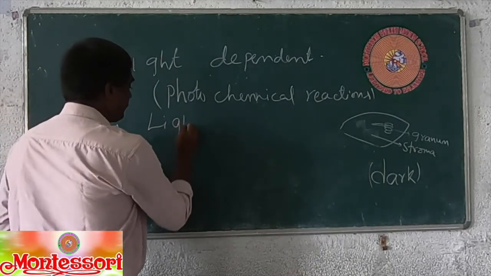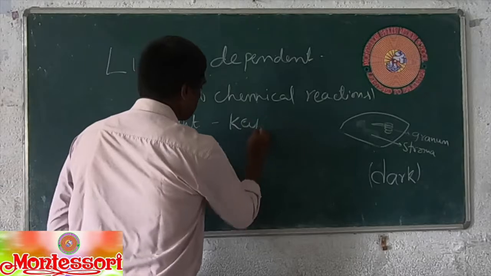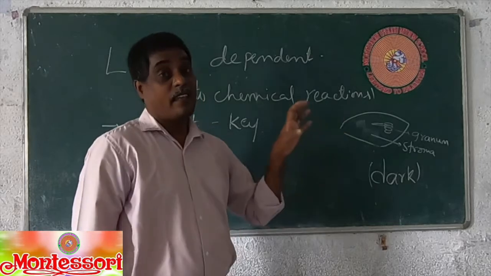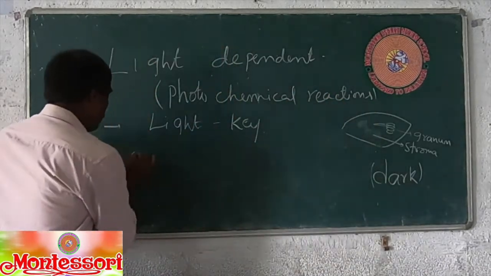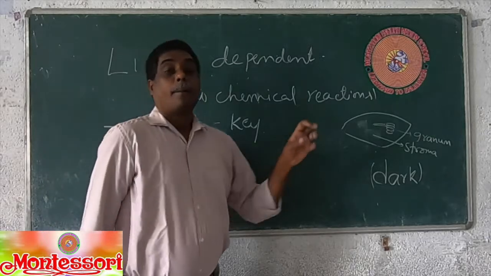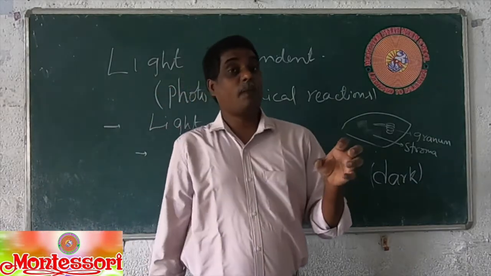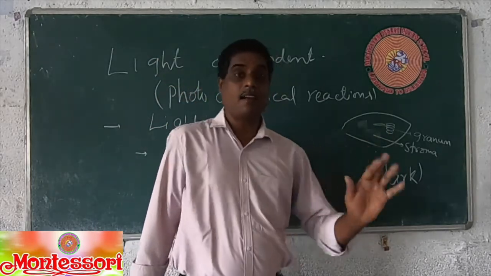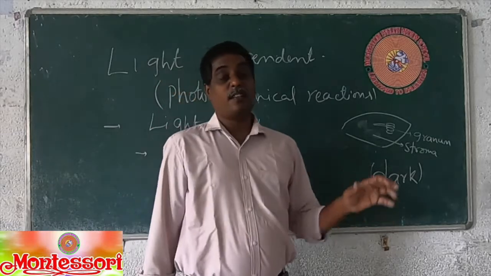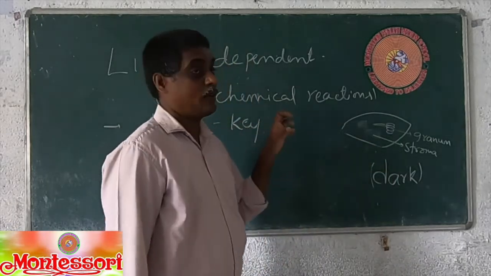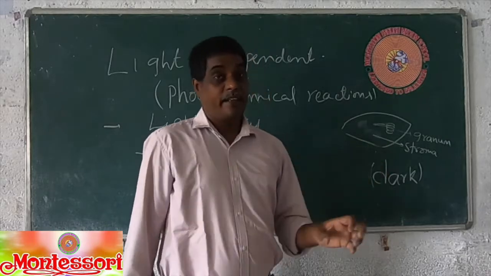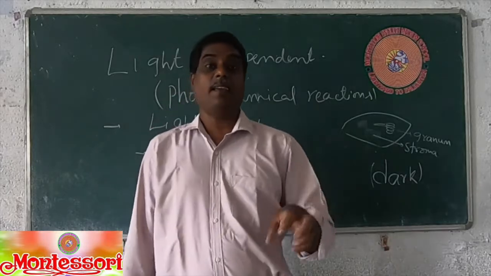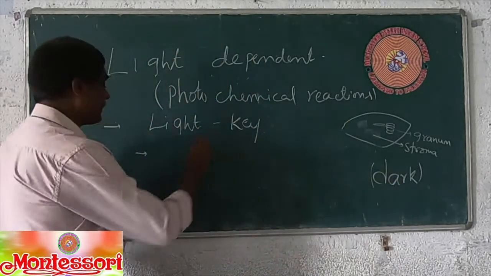In these light dependent reactions, light plays a key role. After light is absorbed by the leaf, a series of chemical reactions occurs immediately. When the leaf, or the granum, absorbs the light, a series of chemical reactions occurs very quickly.